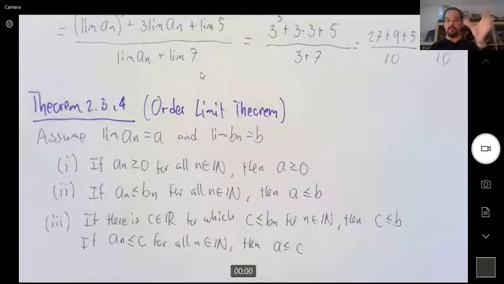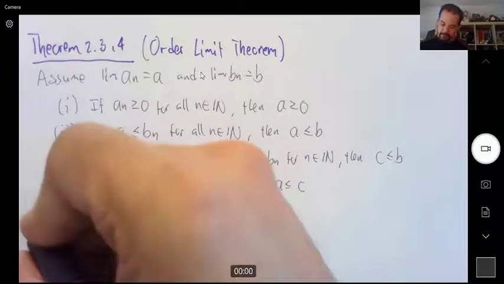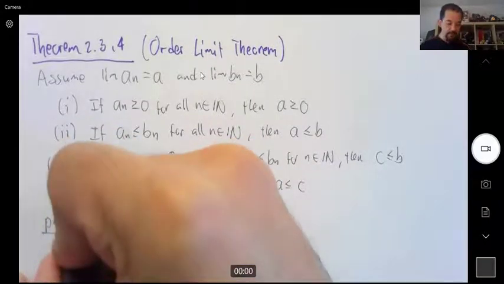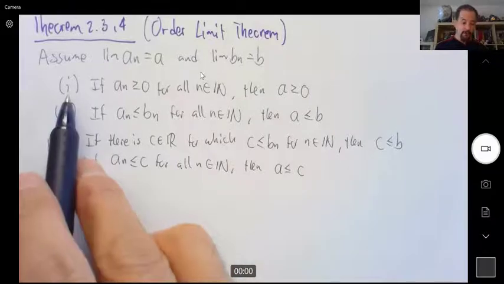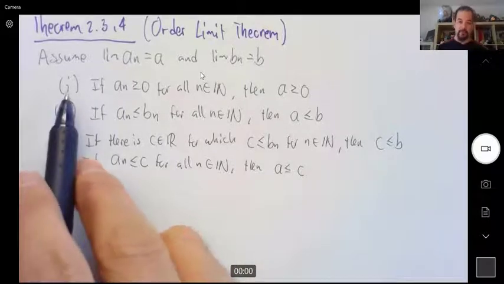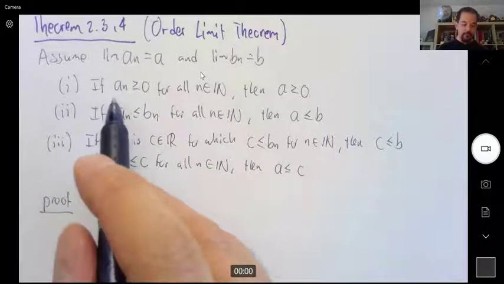So if you have a sequence that is smaller than another one and you take limits on both sides, that inequality is preserved, right? You still get that the first limit is less than or equal to the second one. Okay, and this one is actually easier than the previous one we did. In fact, we only really need to prove the first part, and I'm going to show you why. It's actually quite straightforward to see how the other two parts follow from the first one. But let's go in order.